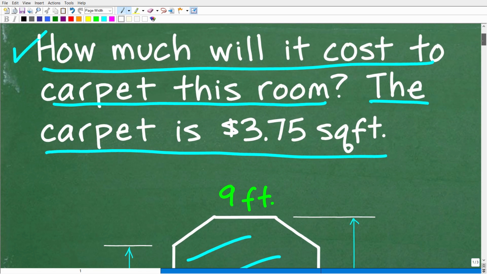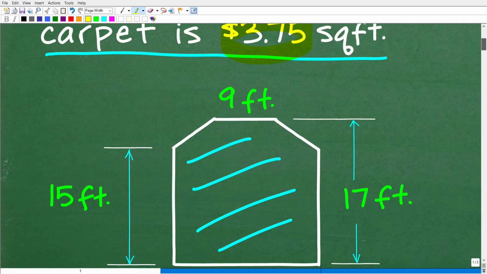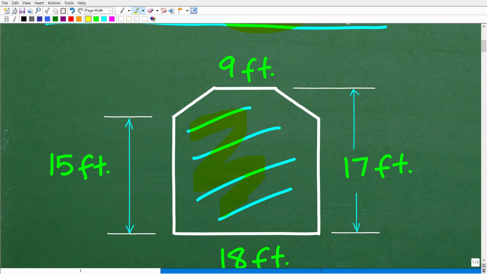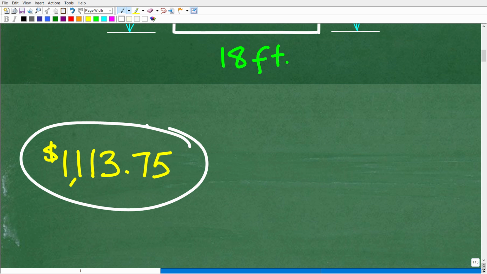All right, so pretty direct question. We want to figure out how much it's going to cost to carpet this room. So we know that the carpet that we want to use costs $3.75. So how much is it going to cost to carpet this room? Well, let's go ahead and take a look at the answer. The correct answer is the following. $1,113.75.